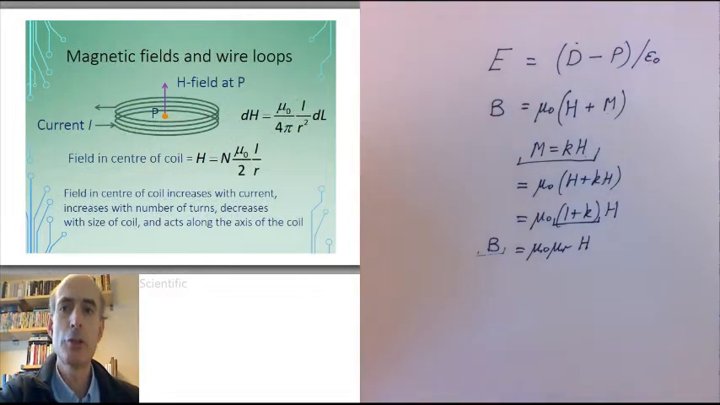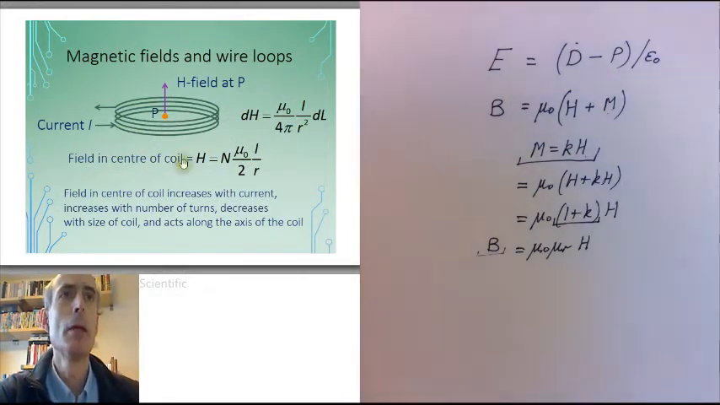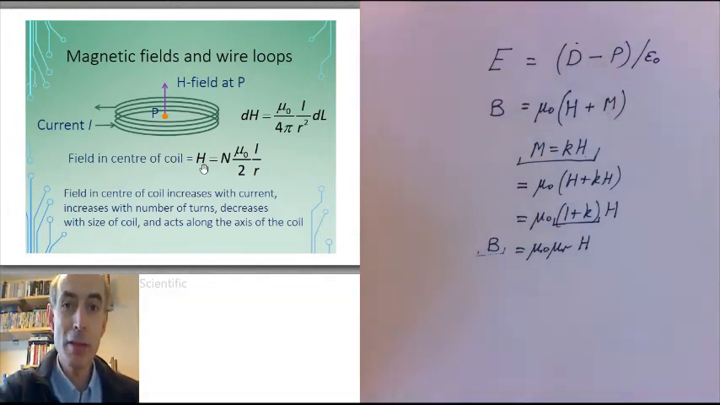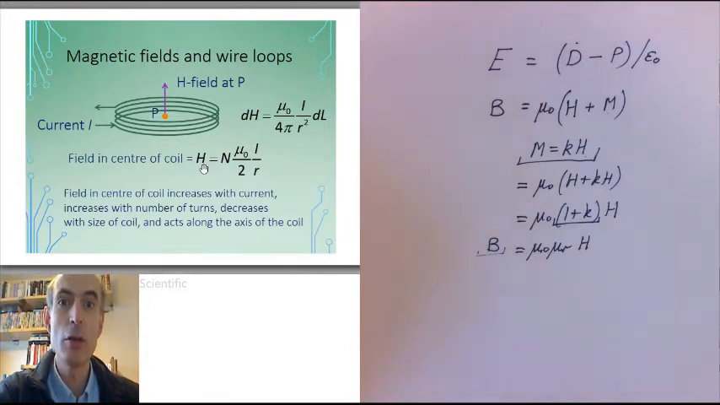We can now go back to that expression that we had before for the magnetic field induced at the centre of a coil of wire, and note that this is the H field. The H field is the externally applied magnetic field, that's the one being caused by the current, as opposed to the B field, which is the magnetic field that actually exists within the core of the inductor.